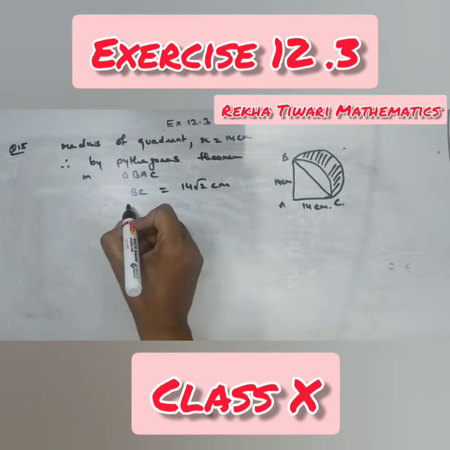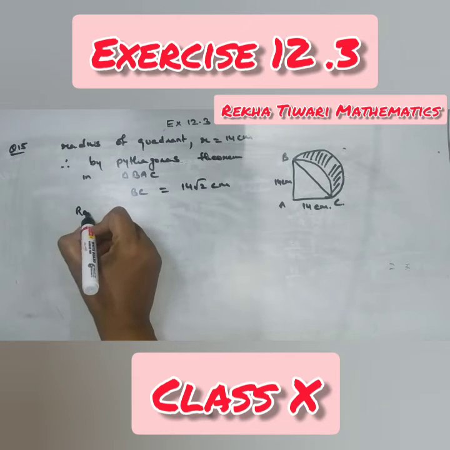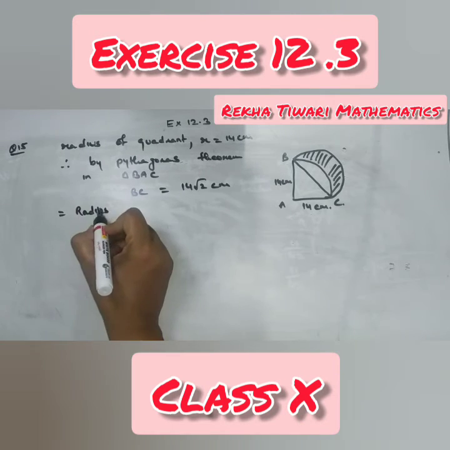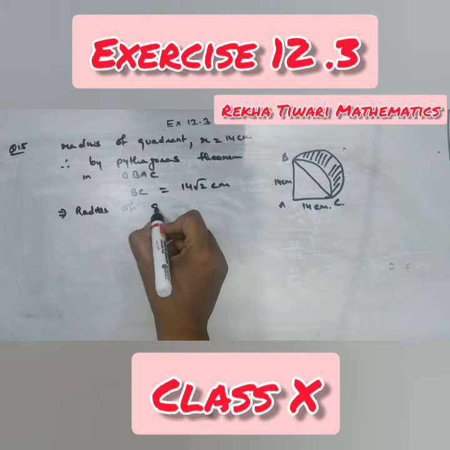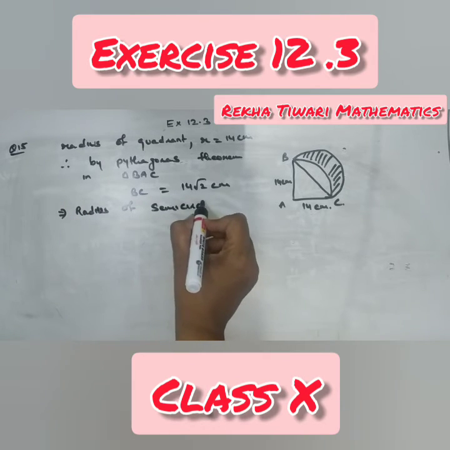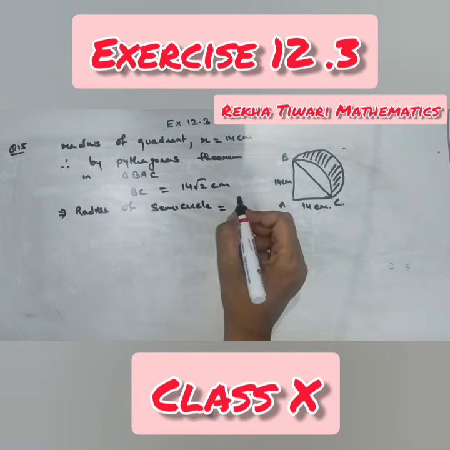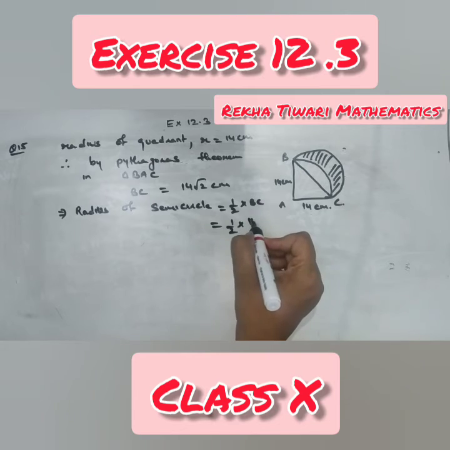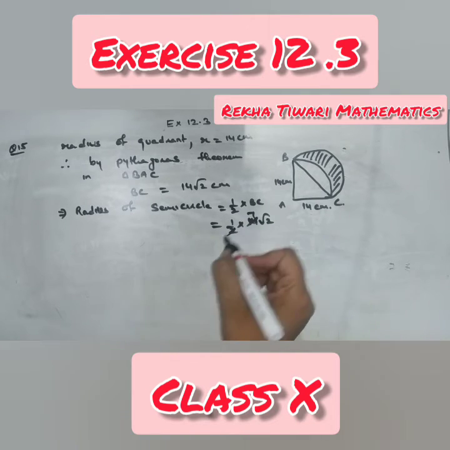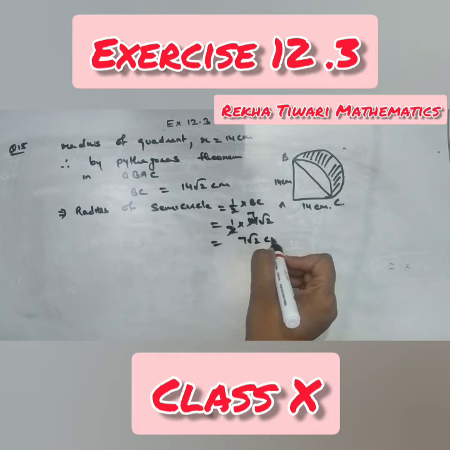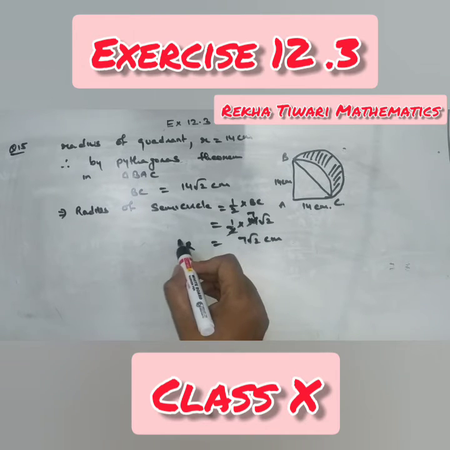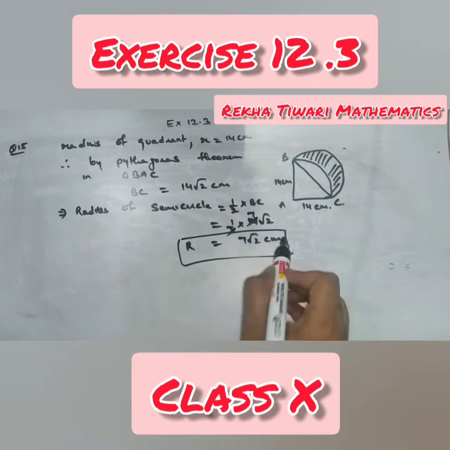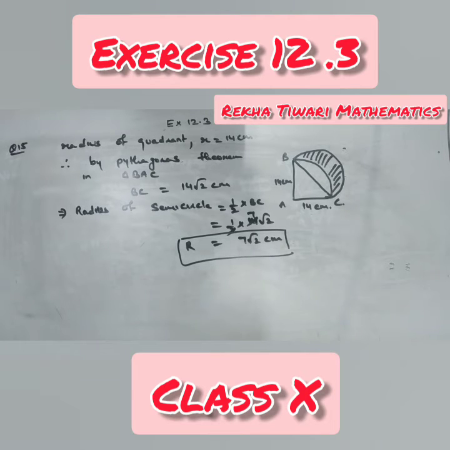Okay, if BC is 14 root 2, what is the radius of the semicircle? This implies the radius of the semicircle is equal to half of BC, because BC acts as the diameter. So this is half into 14 root 2, it is 7 root 2 centimeter. Let us denote this by capital R. Now you have a small r, which is the radius of the quadrant, and the capital R, which is the radius of the semicircle.